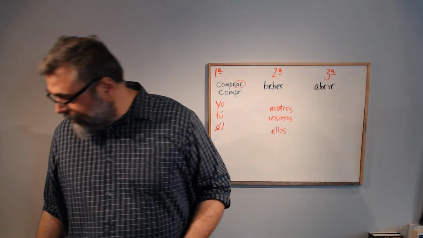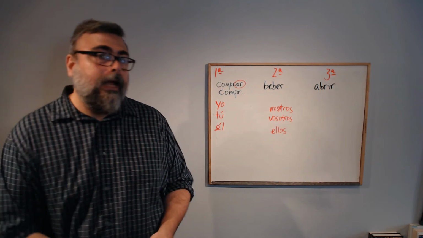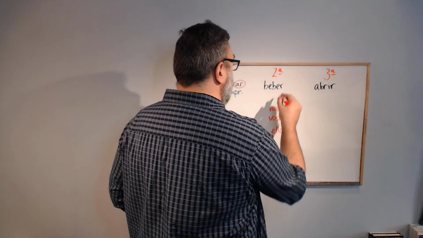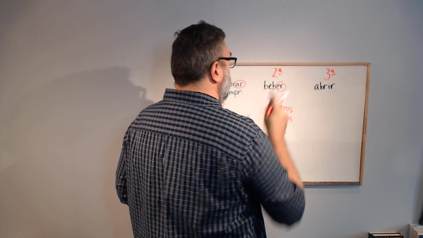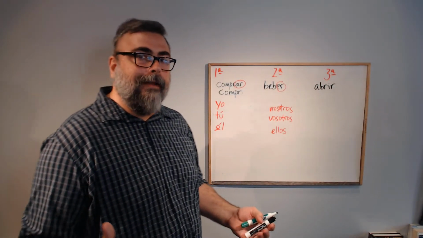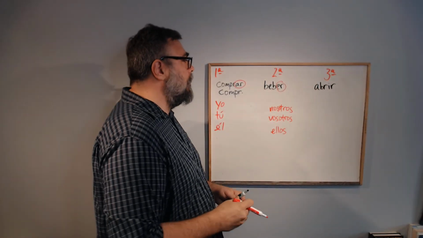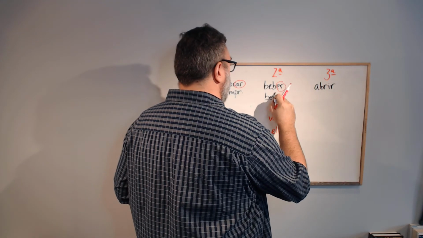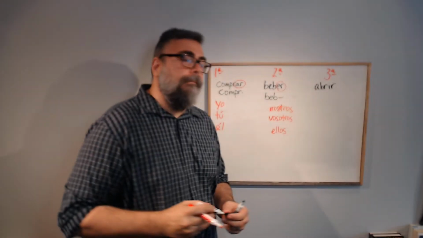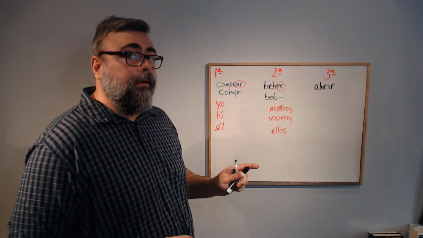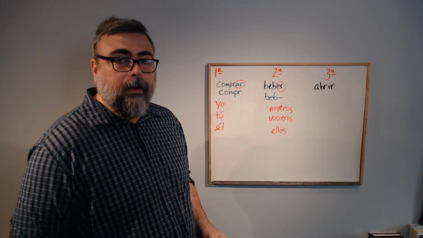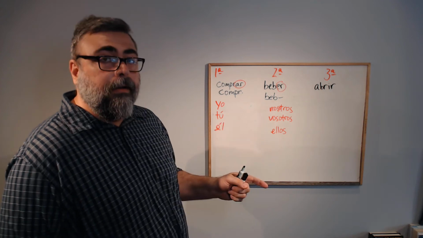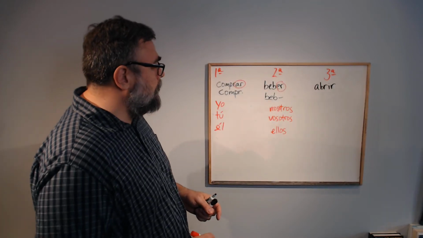So the second conjugation ends in ER. What are we going to do to find the stem? We're just going to pop that ER off, and we're going to be left with beb. Okay? Now it's quite similar to the AR verb as we go across, but there are a couple of differences. So let's look at them now.